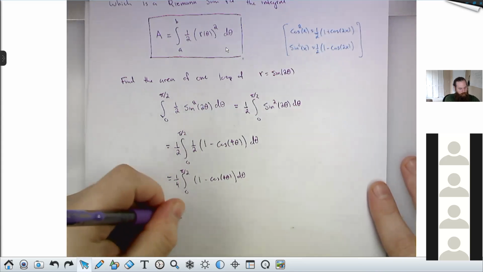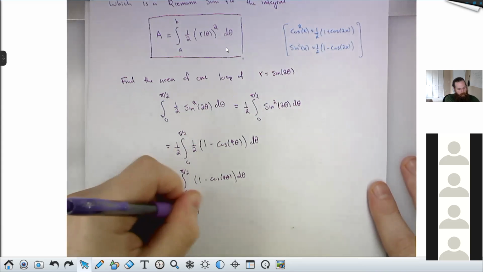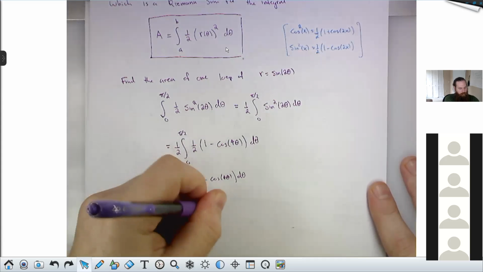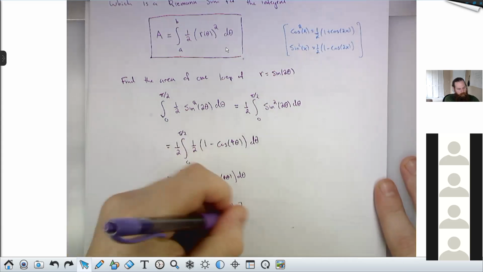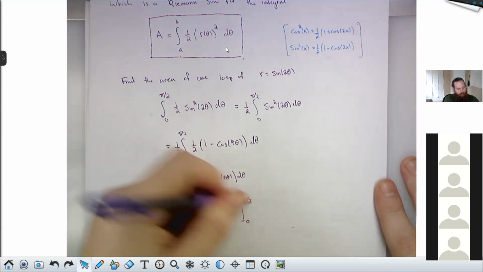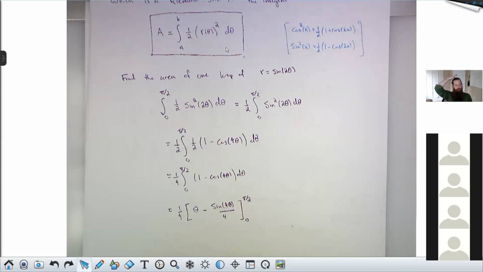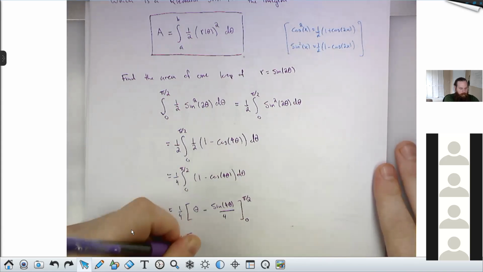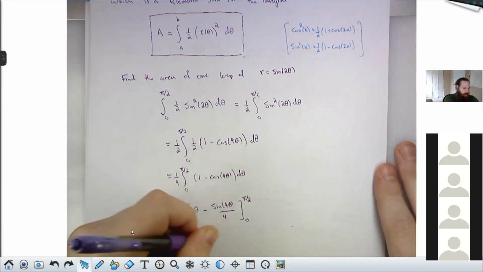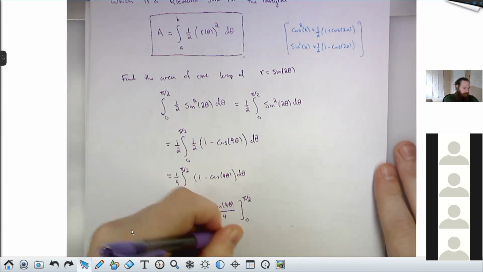So this is going to be 1/4 times theta minus sine 4 theta over 4, evaluated from 0 to pi over 2. If I plug in 0, I get 0 minus the sine of 0 over 4. That's definitely 0. If I plug in pi over 2, though, I get 1/4 times pi over 2 minus the sine of 4 times pi over 2 all over 4.